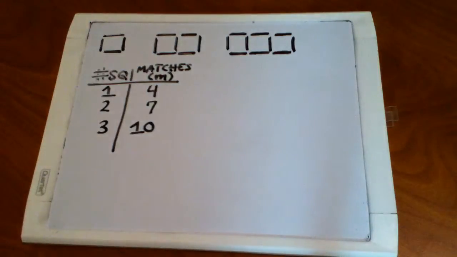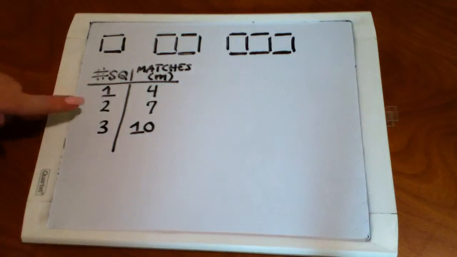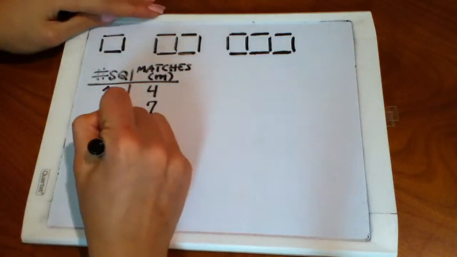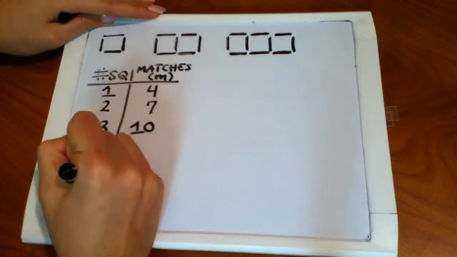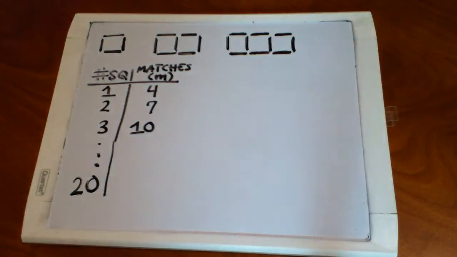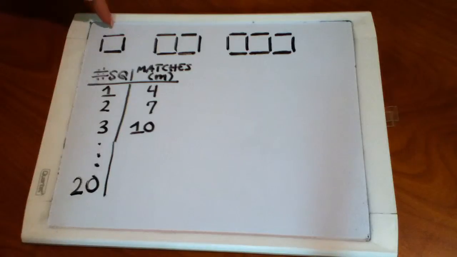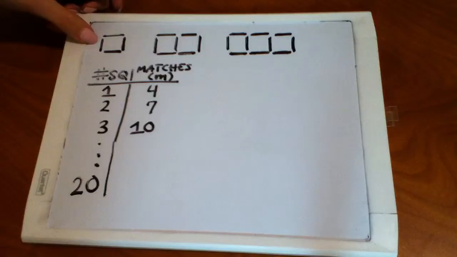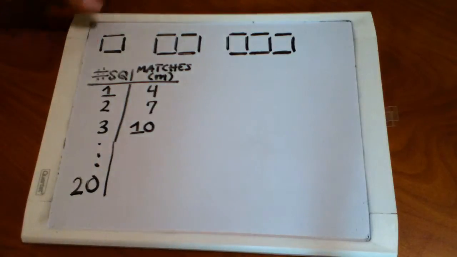So now we have written down how many matches are in each square, but let's say we wanted to find out how many matches were in 20 squares. Now you could draw out 20 squares and count it all up, however that would take quite a while. So we want to see if we can come up with an algebraic rule that'll help us make this a lot simpler. So to do that, we need to find some kind of relationship between the number of matches and the number of squares.